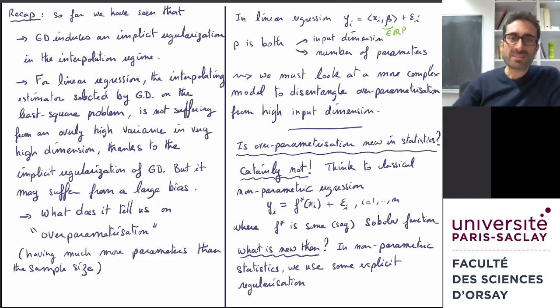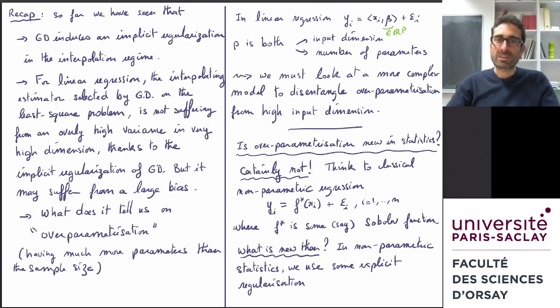So the question is, what does it tell us about overparametrization? What we have in mind when we talk about overparametrization corresponds to a case where we have much more parameters than the sample size. And this is typically what will happen when you are fitting neural networks, which are very complex with many hidden layers, many neurons, and you have only a small sample size, which is much smaller than the number of parameters.